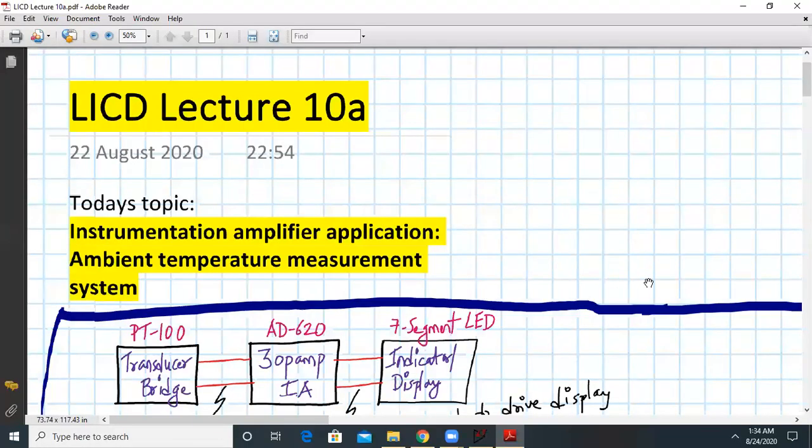Hello everyone, welcome to LICD Lecture 10A. Today we are going to discuss an instrumentation amplifier application, specifically the ambient temperature measurement system.